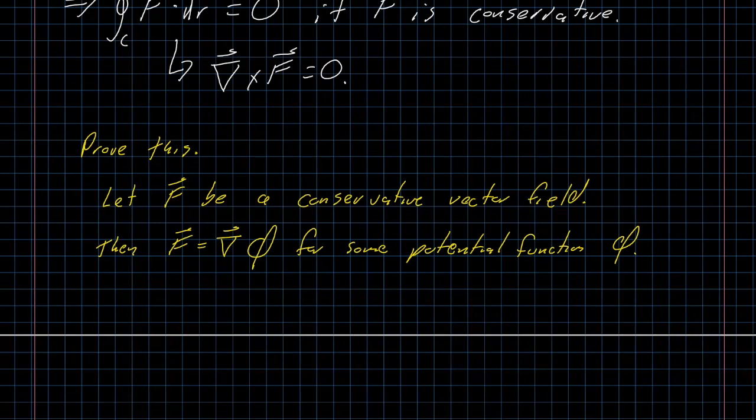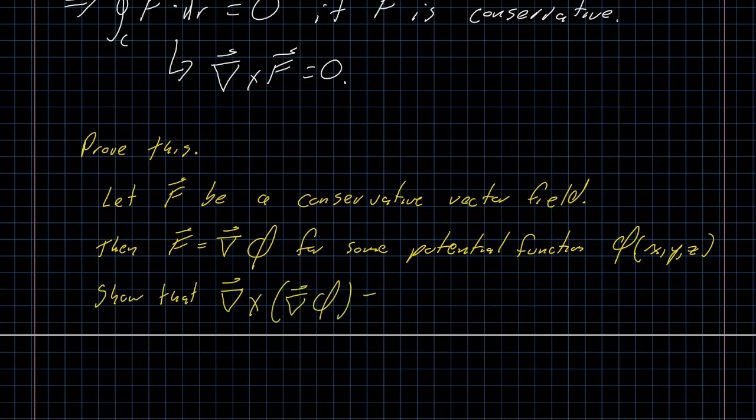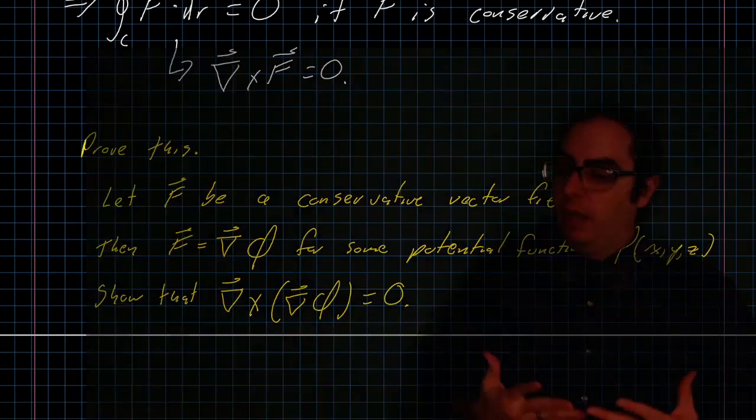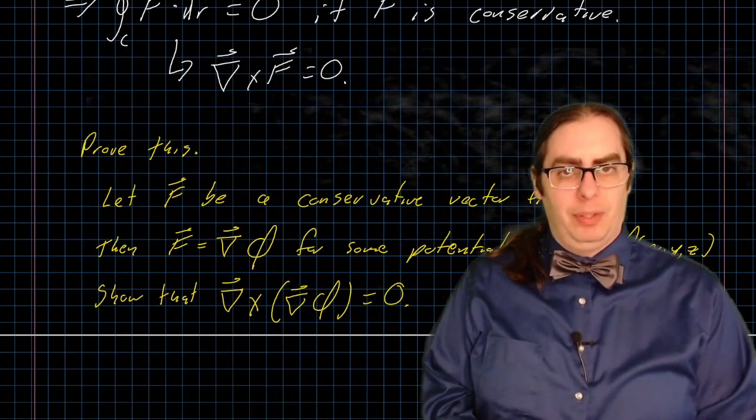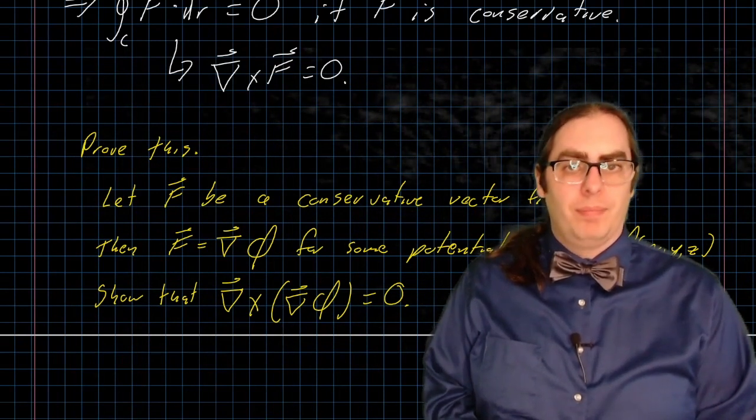If F is a conservative vector field, then that means that F equals the gradient of phi for some potential function phi. And I should at some point mention that this is a function of x, y, and z. And if we try to take the curl of del phi, we should get 0. All right, so I would like you to take a few minutes, work through the algebra, and see that that actually happens. See where you can get with that one, and I'll see you in the next video.